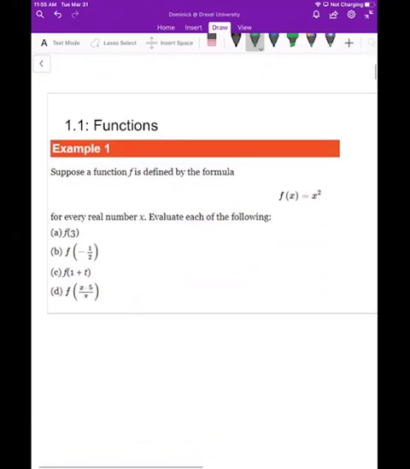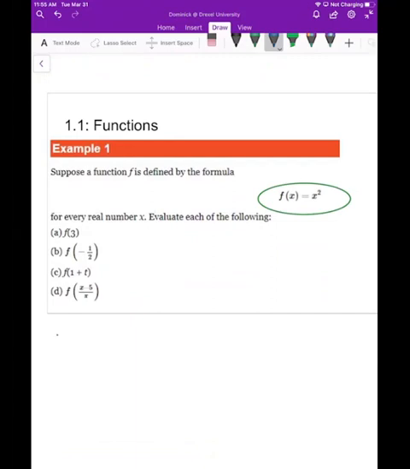Okay, so let's look at an example. In this first example, we're told that we have this function f, which is defined by the formula f of x is equal to x squared, for every real number x. So this every real number x means that we have any possible number that you can think of, we could plug into this, right, as long as it's a real number.